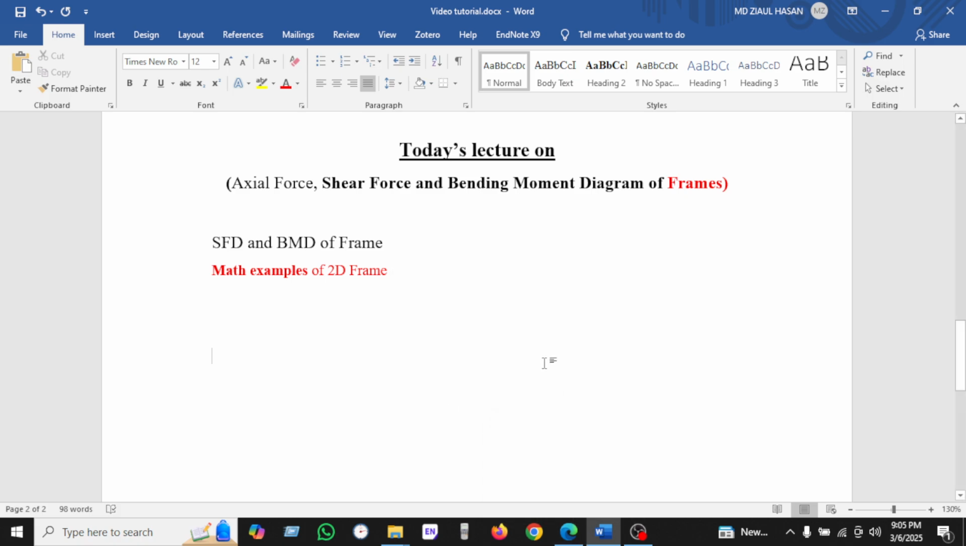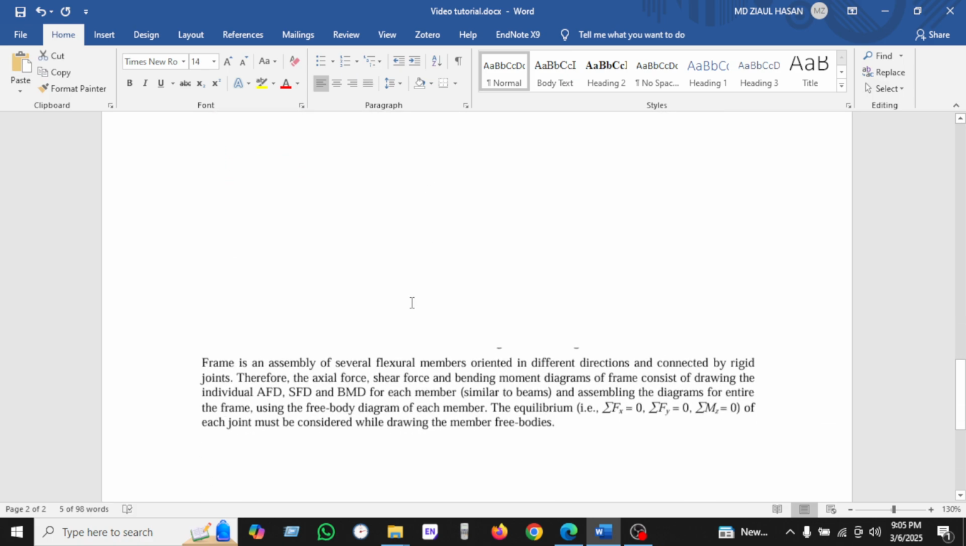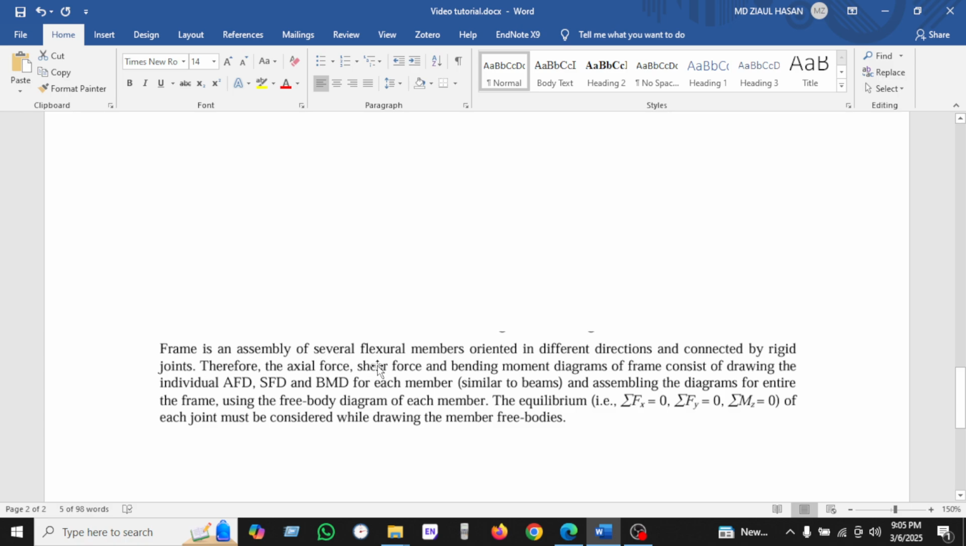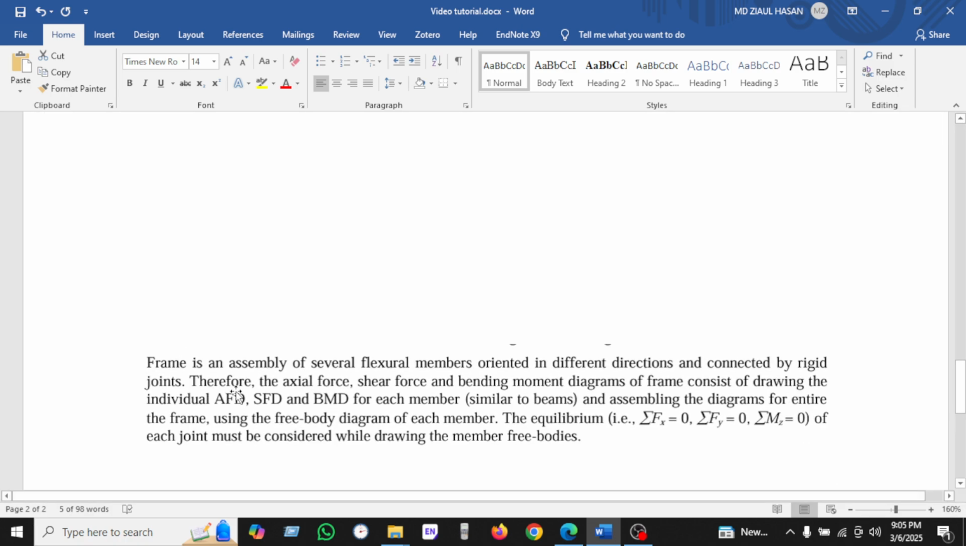Before going to the shear force and bending moment diagram of the frame, let's clarify some theory. A frame is an assembly of several flexural members oriented in different directions and connected by rigid joints. Therefore, the axial force, shear force, and bending moment diagram of a frame consist of drawing the individual axial force, shear force, and bending moment diagram of each member, similar to beams, and an assembly of the diagrams for the entire frame using the free body diagram of each member.